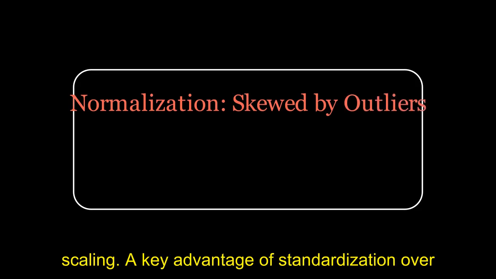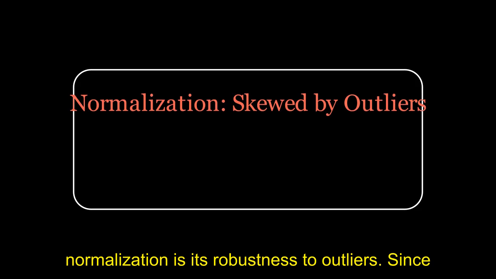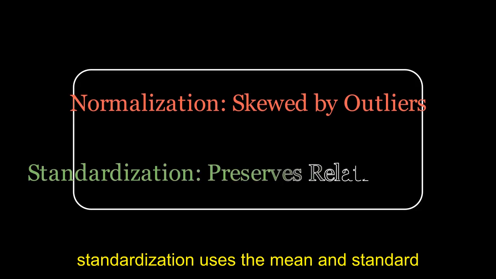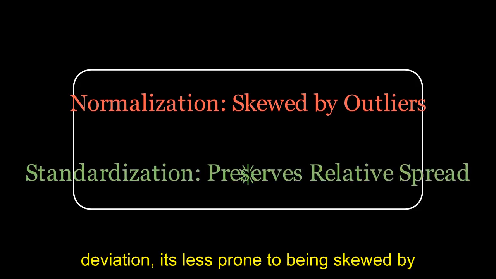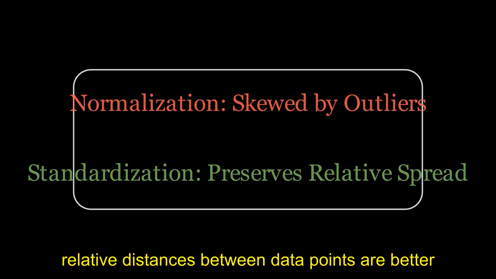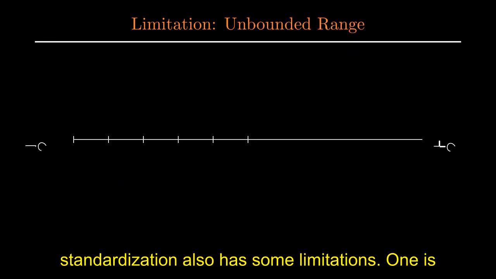A key advantage of standardization over normalization is its robustness to outliers. Since standardization uses the mean and standard deviation, it's less prone to being skewed by outliers. This means that even with outliers, the relative distances between data points are better preserved, and the spread of the data remains more representative. Despite its advantages, standardization also has some limitations.